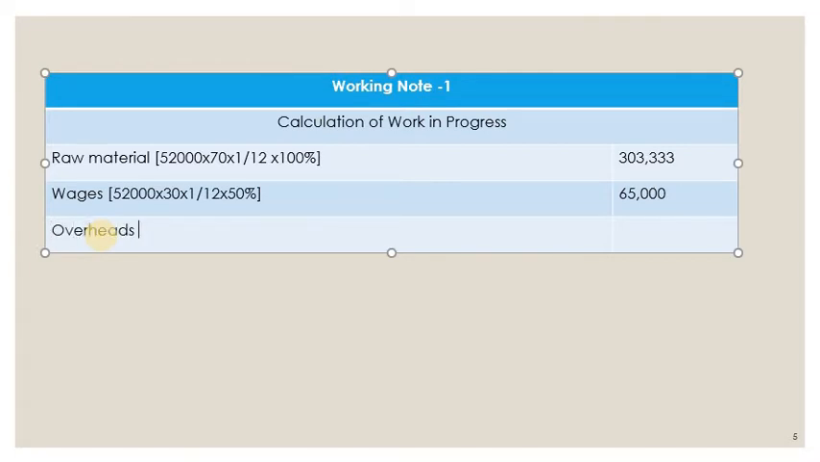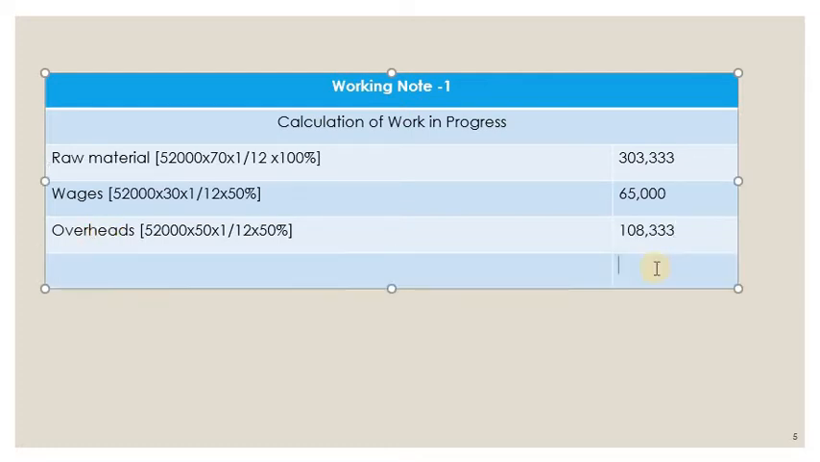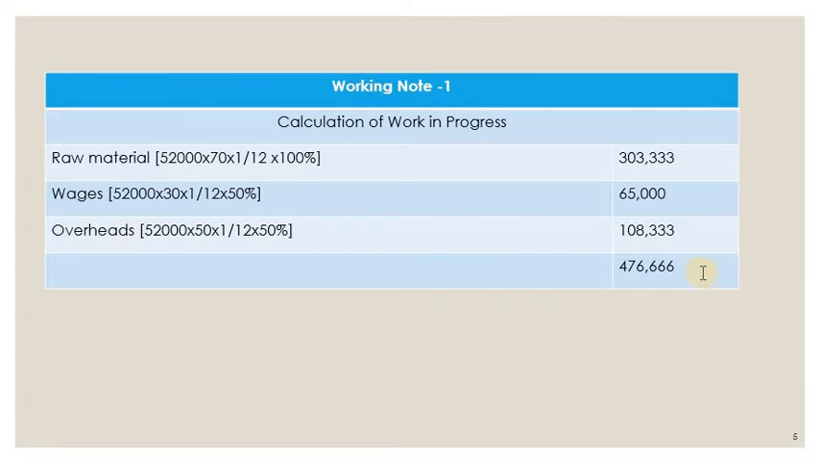Next is overheads. Again overheads have to be calculated on the same basis, that is 52,000 is the total units produced into what is the price of the overhead? It is 50 into 1 month is the work in progress into 50% is the total value should be taken. So what is the price? So it is 1,08,333. So total work in progress is 4,76,666. So this is the value of work in progress.